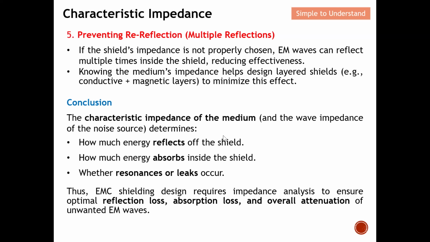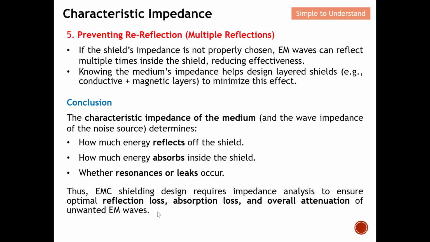In short, the higher the mismatch between characteristic impedance and wave impedance, the more energy will be reflected off the shield. This key difference also determines the amount of energy that is absorbed inside the shield. Last but not least, whether the shielding is resonant or there will be a leak is also very important. Thus EMC shielding design requires impedance analysis so as to ensure optimum reflection loss, absorption loss, and overall attenuation of the unwanted EM wave.